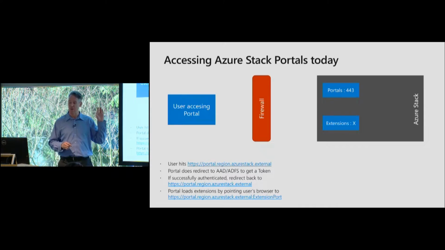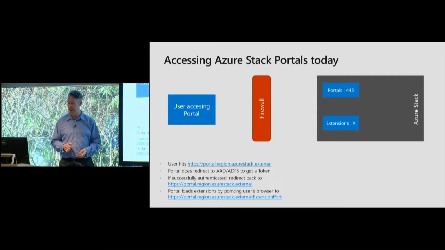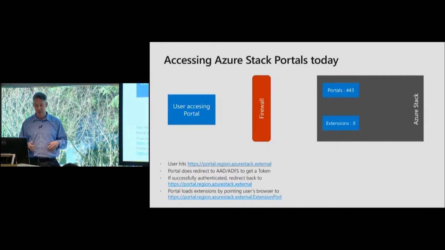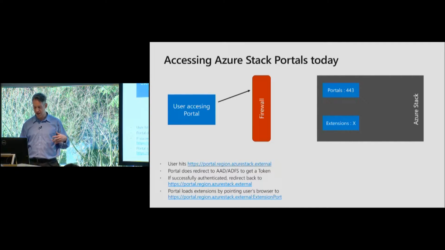So when it says today, in previous versions of Azure Stack before January 2019, this is how the connectivity would work to communicate to Azure Stack. The user is accessing the portal, trying to talk to the endpoint, and would go to the URL portal.region.azurestack.external. The portal would do a redirect to Azure Active Directory or ADFS to get a token for that user. So it's the authentication dance. And if successfully authenticated, would redirect them back.